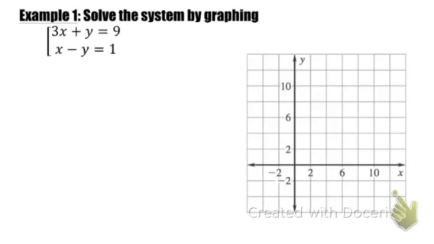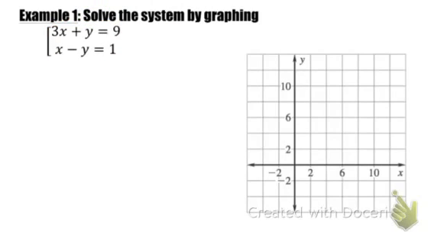So example one, it says solve the system by graphing. Well, one thing we need to point out right away is that a system is when you have two or more linear equations grouped into one. And when it asks us to solve the system, we are looking for the one point in which both lines will intersect each other.